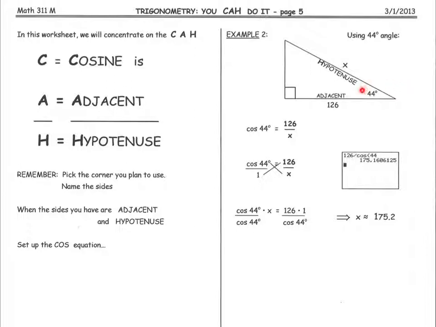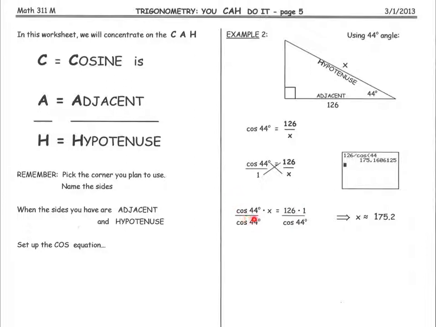So if we're going to use the 44-degree corner, then we're going to have to use 126 as adjacent, and x is on the hypotenuse. Once we know that, we set up the ratio. The cosine from the 44-degree corner is equal to 126 adjacent over x hypotenuse. Then we put a 1 below the cosine 44 degrees, so we're able to cross multiply. x times cosine 44 degrees is equal to 126 times 1.